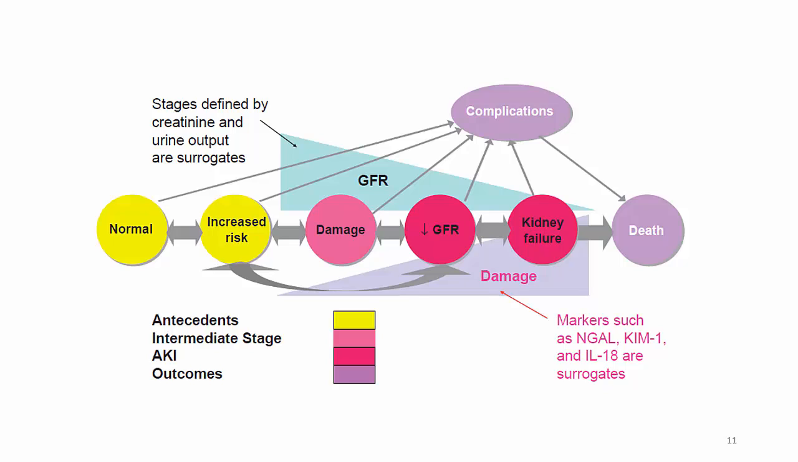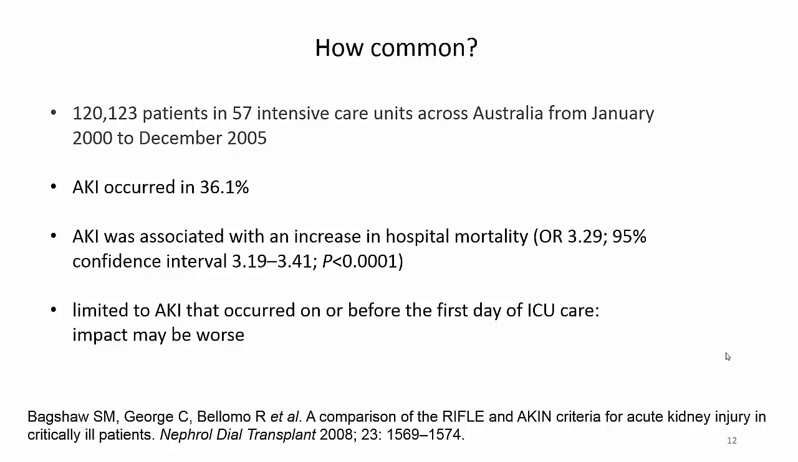Those are just some other markers that have been studied. I'm not going to go into the details, but just so you know, there are other markers being investigated. Now, we do know that it's common. If you ask any intensivist, they'll tell you how common acute kidney injury is, but if you just want to look at some data, I found a couple of studies that were convincing. One study looked at 120,000 patients in about 60 ICUs in Australia, and 36% of those had acute kidney injury, and that's only in the first day of ICU care. So it doesn't even include acute kidney injury that happens afterwards.